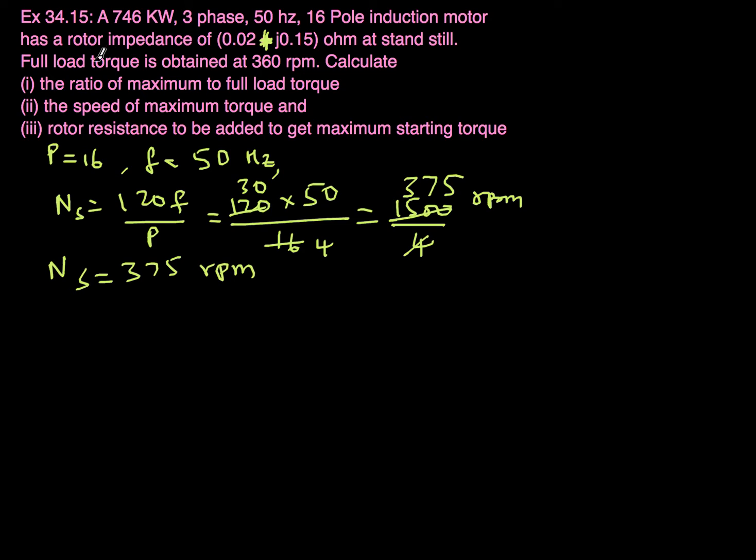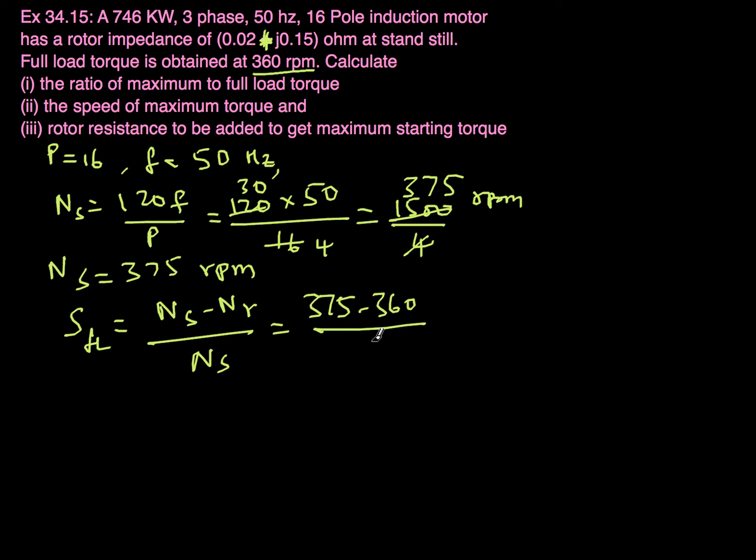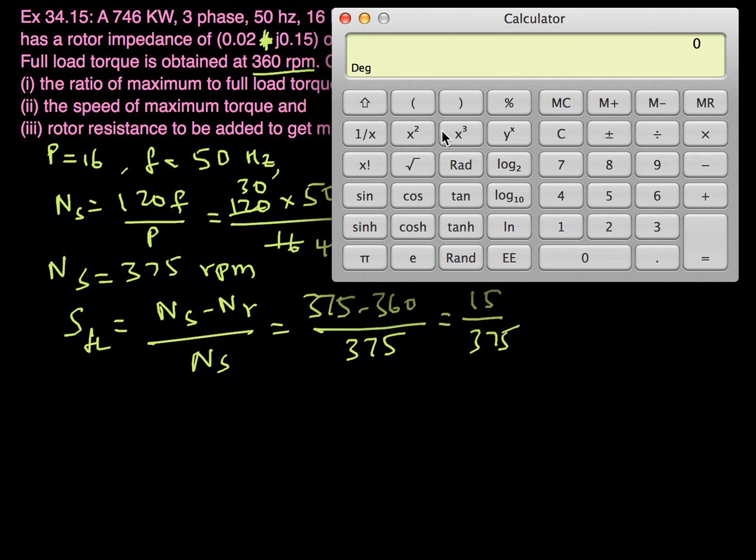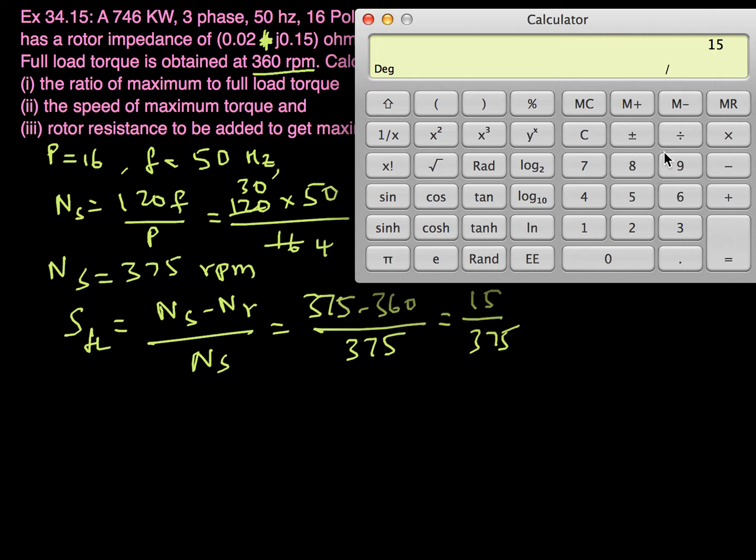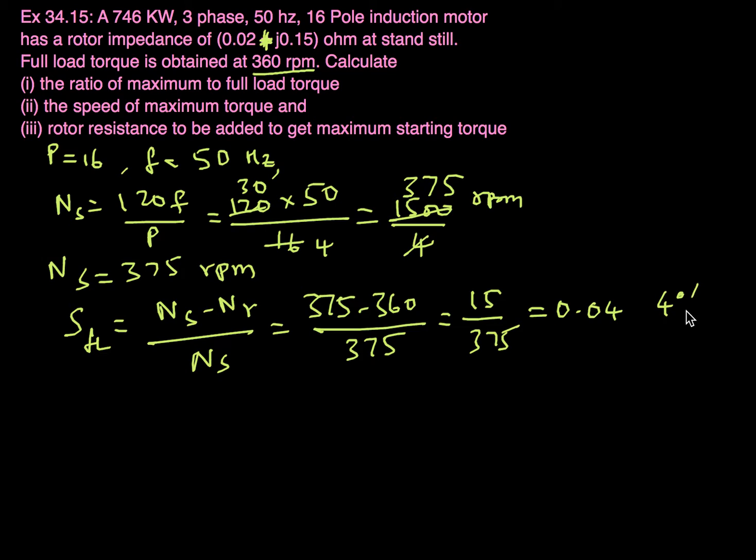Full load torque is obtained at 360 RPM. So what is the slip at 360 RPM? Slip at full load is nothing but NS minus NR divided by NS. So that is 375 minus 360, because at 360 the full load torque is coming, so that by 375. So let's do this calculation. 15 by 375. I would need the calculator for this. 15 divided by 375, so I get 0.04. Okay, 0.04 or 4% slip. This is slip at full load.